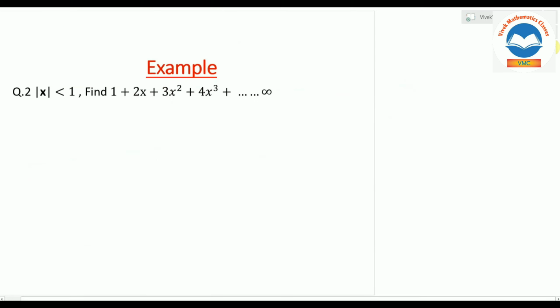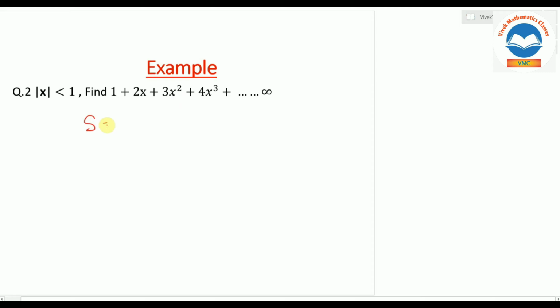Next, we are saying modulus of x is less than 1. Modulus of x is less than 1 means what? X should vary from minus 1 to 1. Now they are saying minus 1 to 1 means what? It will be an infinite GP. It will satisfy the infinite GP common ratio. So we need to find the sum of these infinite terms.